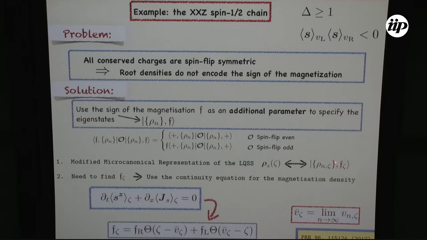Okay? So you modify your microcanonical representation of the LQSS. So you add also this sign parameter F, which now depends on zeta. And using the continuity equation for the magnetization, you can write the continuity equation for this sign parameter, and you find that it's just a step function. So it jumps at some point, and you can determine the velocity at which it jumps. And interestingly, in this phase of the model, the number of species of quasi-particles is infinite. And the velocity at which the sign flips corresponds to the velocity of the particle with n equal to infinity.